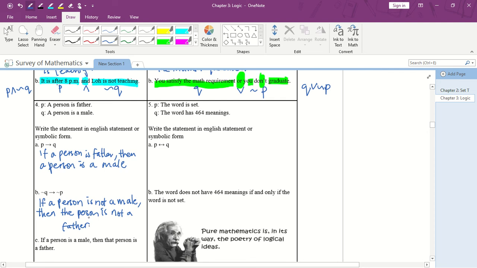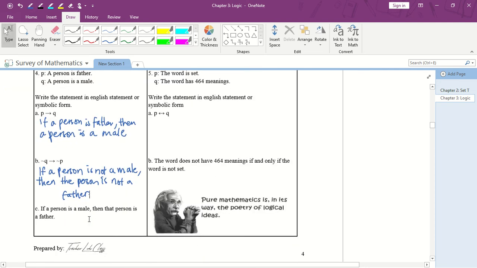And now you are given C and you need to figure out what is the symbolic form. So here it says that a person is a male, so for sure this is under Q. And here it says that the person is a father, so this is a P. And here's an if-then without any or, so this is P to Q, I mean Q to P. The answer here is Q to P. That's all for this question.